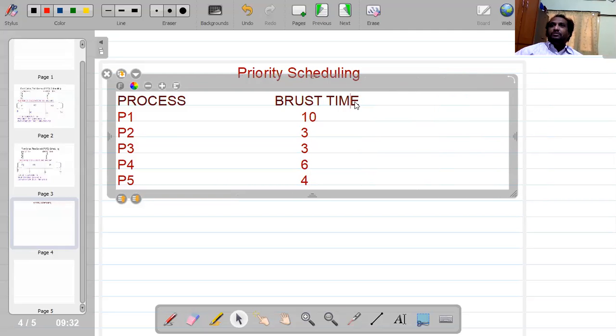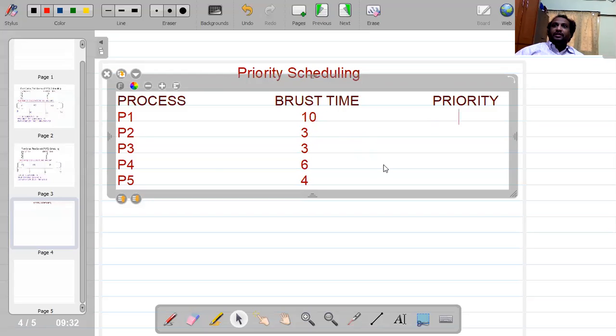Along with the burst times, we are going to have one more column over here called priority. What is this priority exactly? That is, how much priority will be given to every process. It can be any numerical number. So we'll take the numerical numbers from 1 to 5.